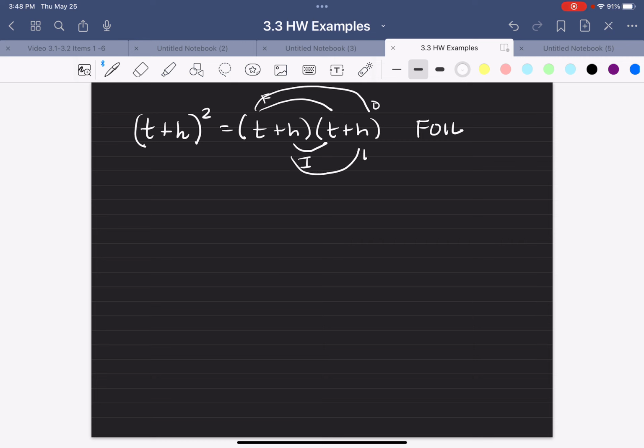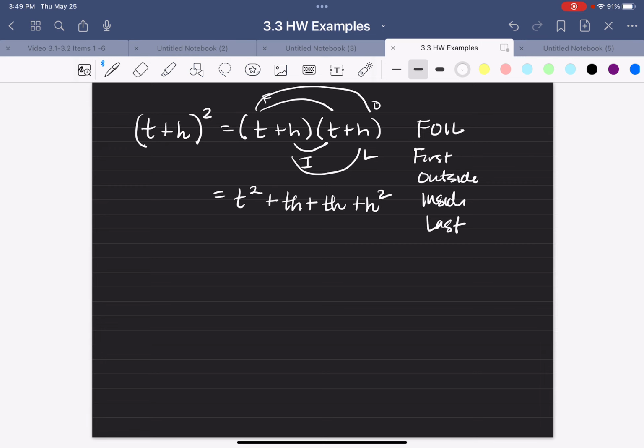First, outside, inside, last. So that turns out to be t squared plus th plus ht plus h squared. So look, this gets doubled up: t squared plus 2th plus h squared. It's not t squared plus h squared, okay? Be careful. That's an easy pitfall to fall into.